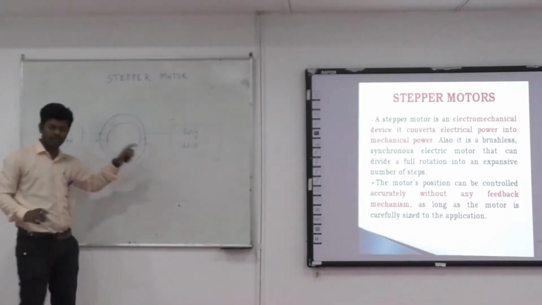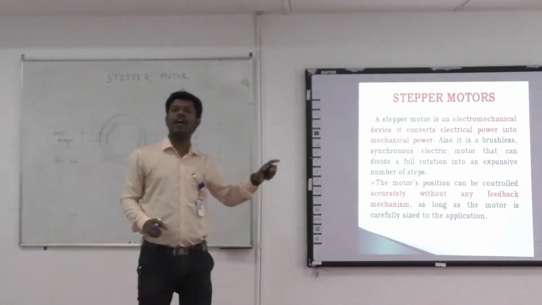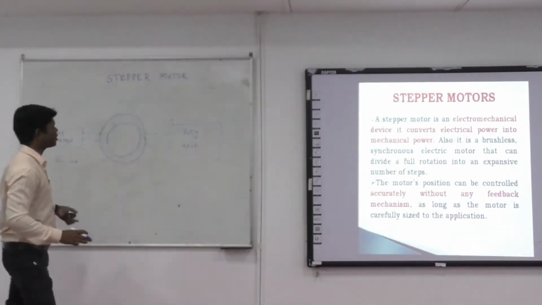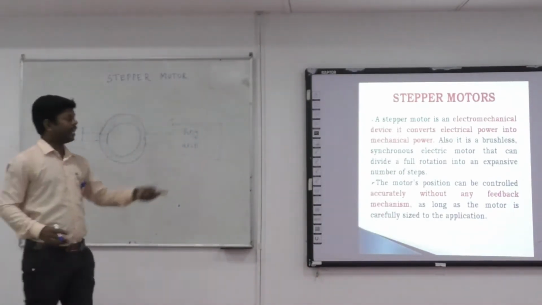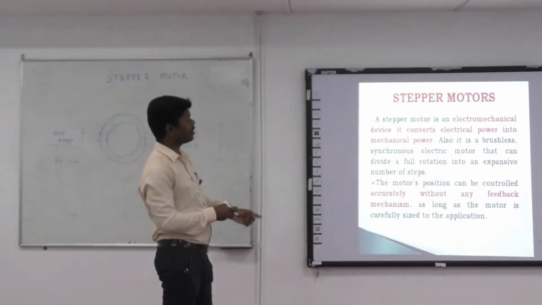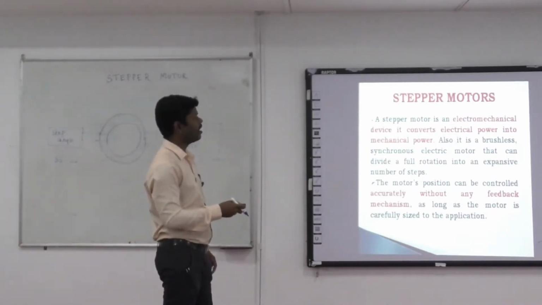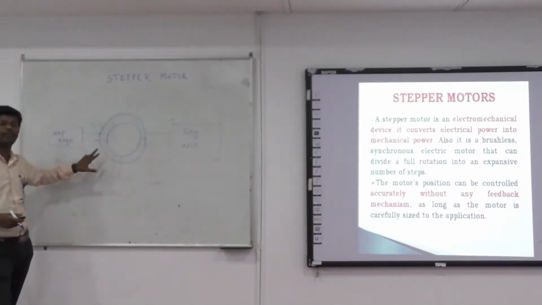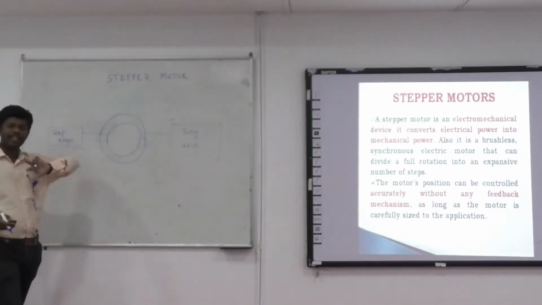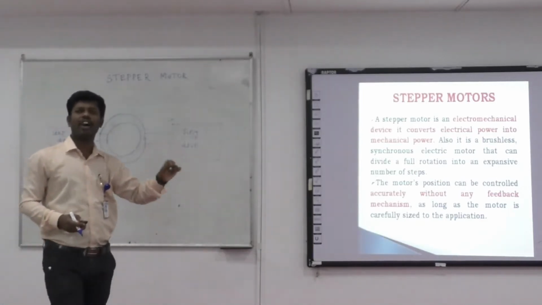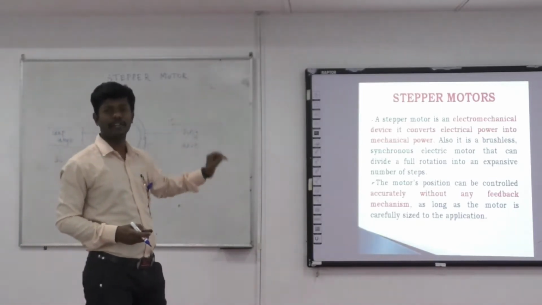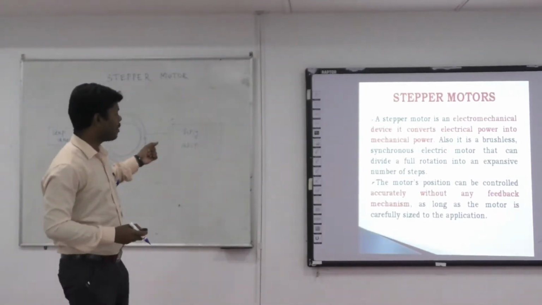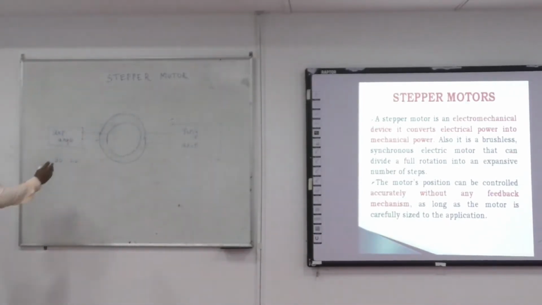Basically, we use the stepper motor in robotic applications or industrial applications. It is an electromechanical device that converts electrical power into mechanical power. There is no brush in this stepper motor, which is the main advantage. Since there is no brush, friction loss is reduced, so the efficiency of the motor is increased.